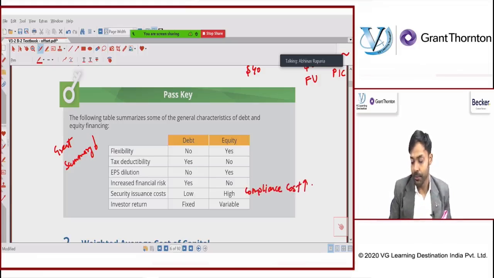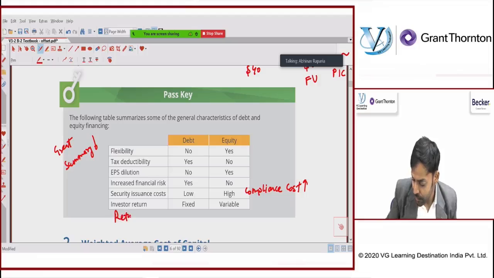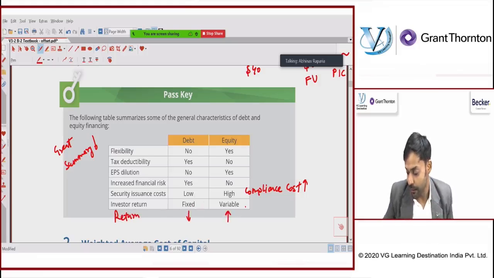Investor return, debt is generally fixed, and it is something which is variable in equity. There's one more point I would say. The investor return is fixed. Return here is slightly lower, and here it is high. It could be high. If it is going high, generally the return is high in that case.